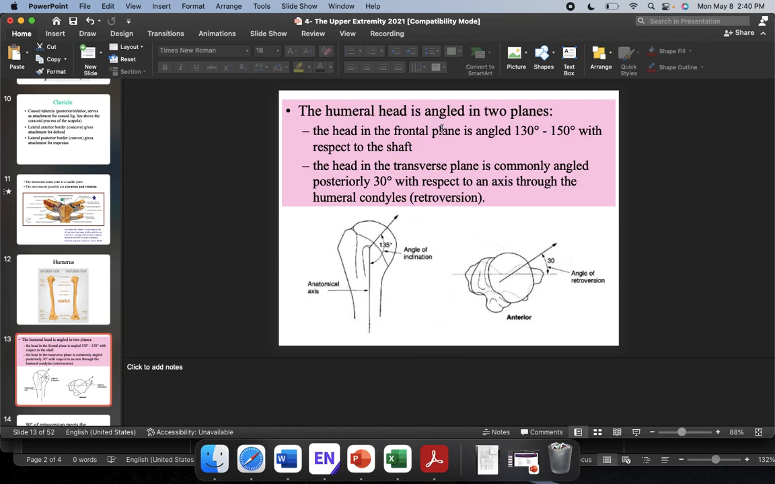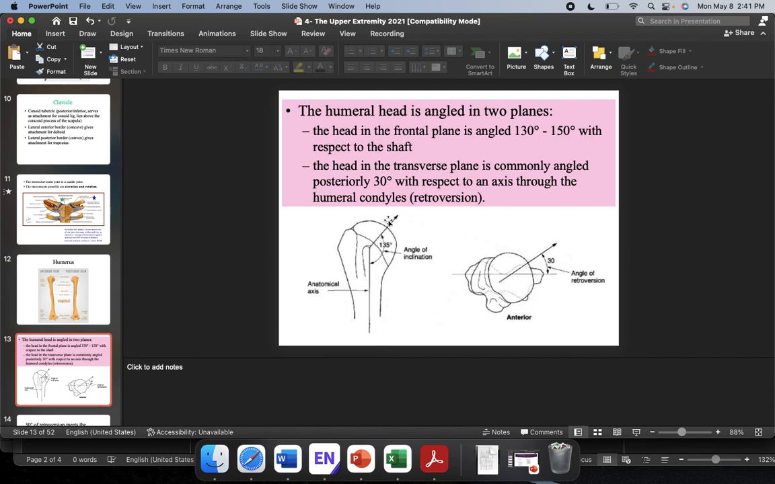So the humeral head is angled in two planes. It's angled in two different planes. It's angled in a frontal plane and maybe a transverse plane actually over here. So it's angled in those two planes.